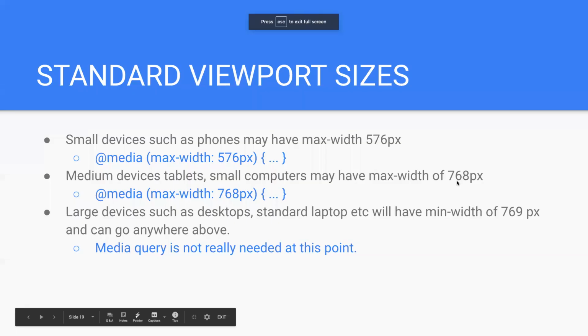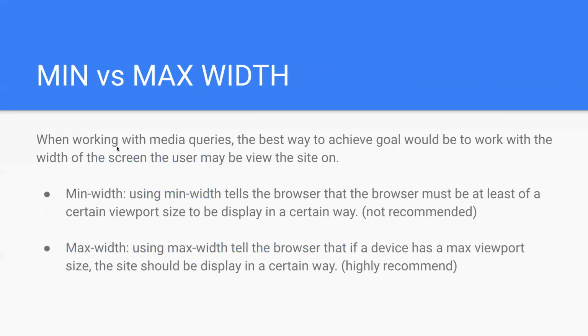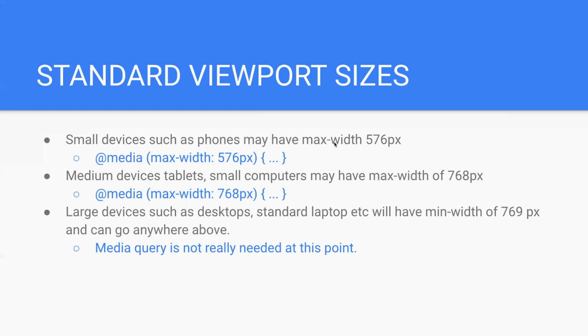So you need to understand when people view websites on different devices. Not everybody has the same size of device, and not every brand makes the same size of thing, and we have to find this neutral point of where things need to be changed, right? So let's just understand these are standard sizes. Okay, so what happens is small devices such as phones might have a maximum width of 576 pixels.